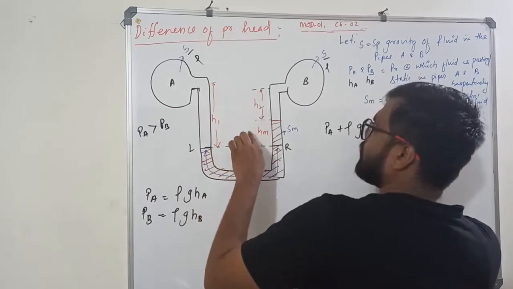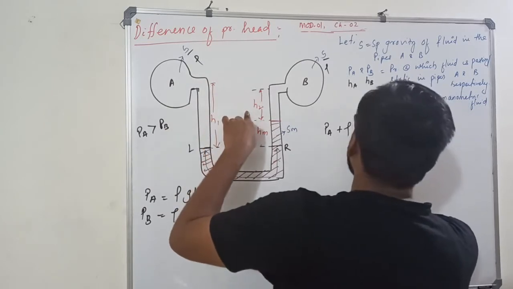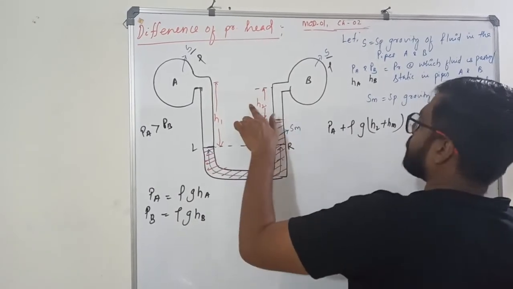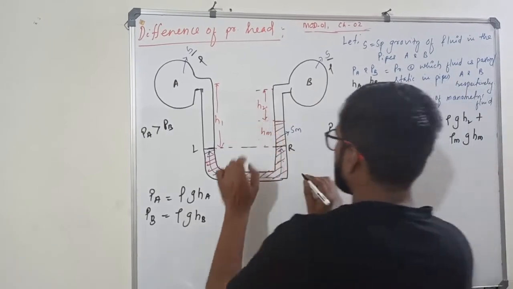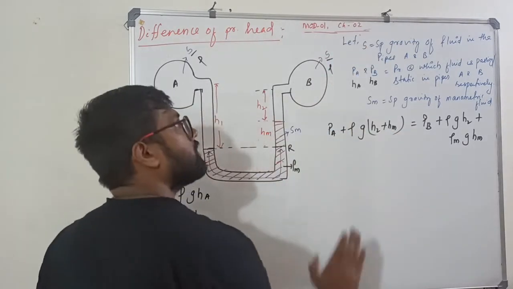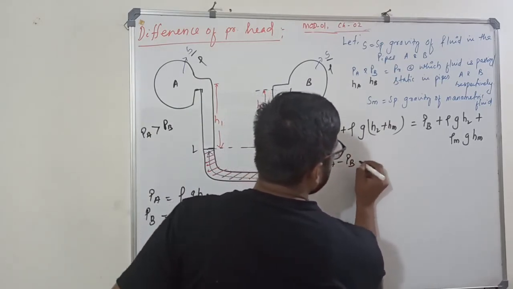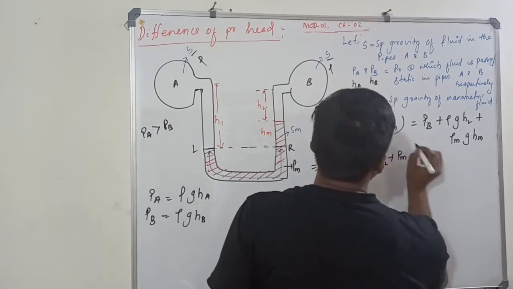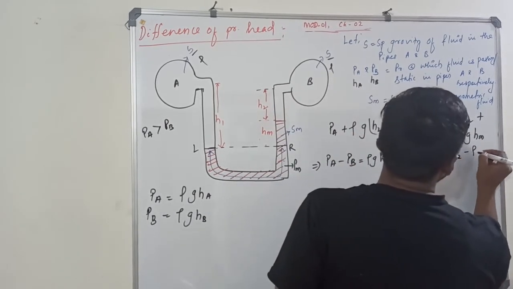Can I write H1 equal to H2 plus HM? Both are on the same height. So instead of H1, I am writing H2 plus HM, is equal to, here I am having PB plus rho G H2 plus rho M G HM. By this time you must know, downward we are writing positive, upward we are writing negative. So this implies, write the difference, PA minus PB is equal to rho G H2 plus rho M G HM. This will go that side, so it will be minus rho G H2 minus rho G HM.